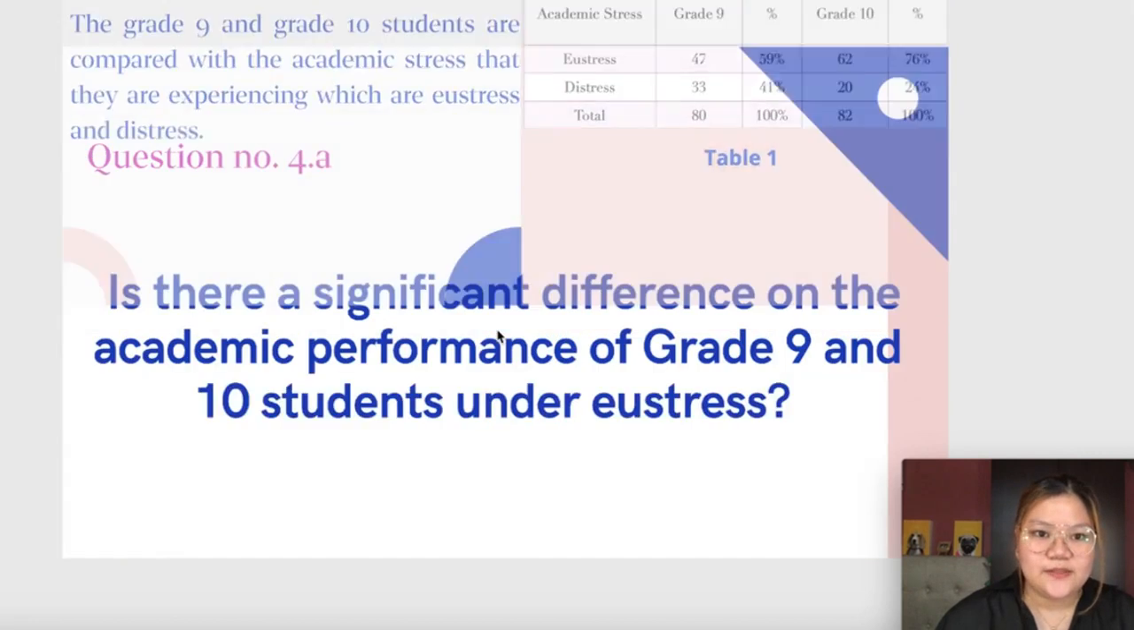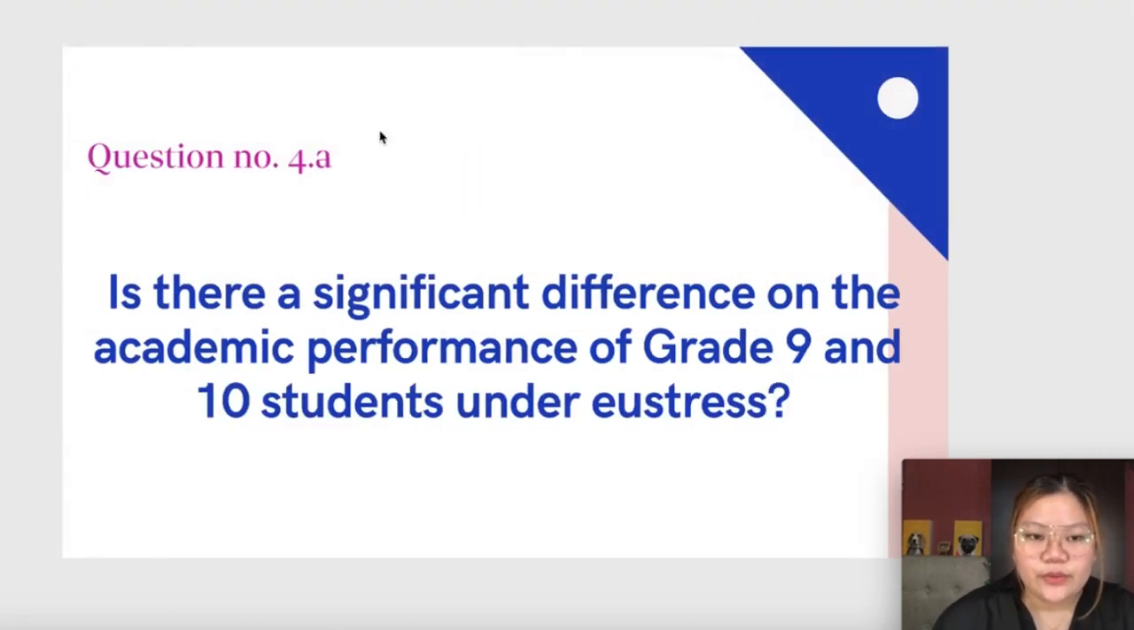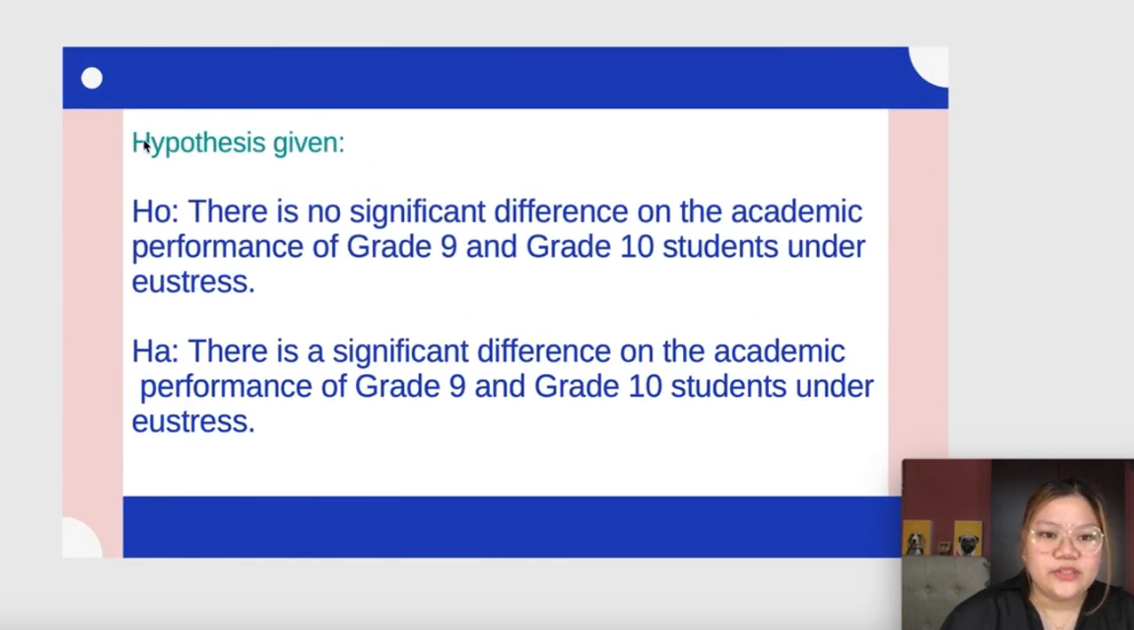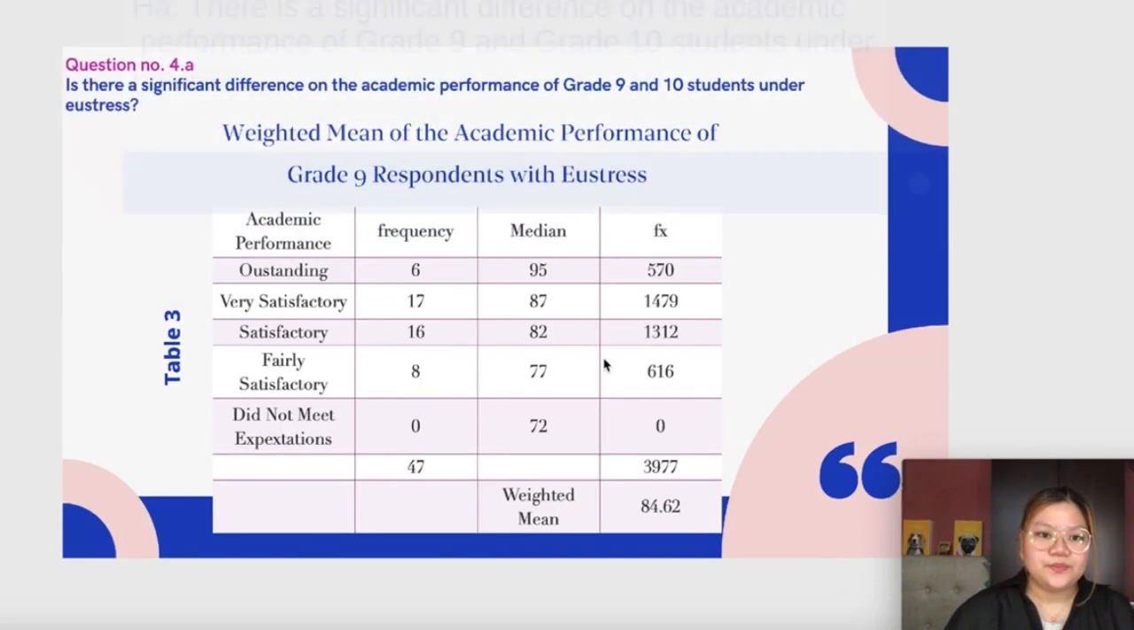For question number 4, we have two parts: question 4A and question 4B. For question 4A, is there a significant difference in the academic performance of Grade 9 and 10 students under eustress? The null hypothesis is that there is no significant difference in the academic performance of Grade 9 and Grade 10 students under eustress, while the alternative hypothesis is that there is a significant difference.